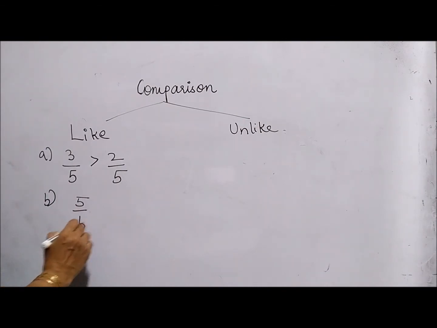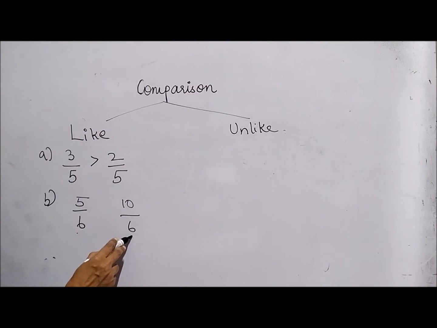Same, if 5 by 6 and 10 by 6, the denominators are the same. So 5 and 10, this is greater. Then 7 by 9 and 7 by 9, both denominator and numerator are the same, so it is equal. In unlike fractions, the method is different.